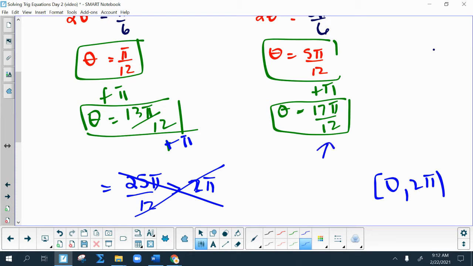And the same thing will happen over here if I add 12 pi over 12 onto this part. So that's a good check. You can keep going and then just cross off the ones that you know aren't going to work.